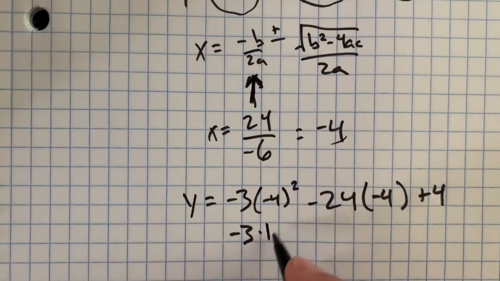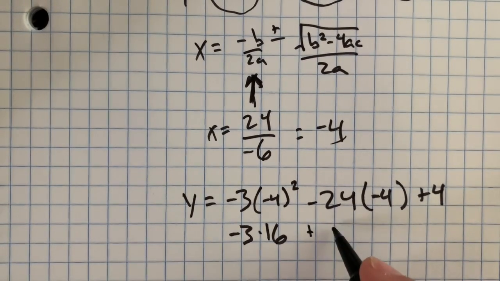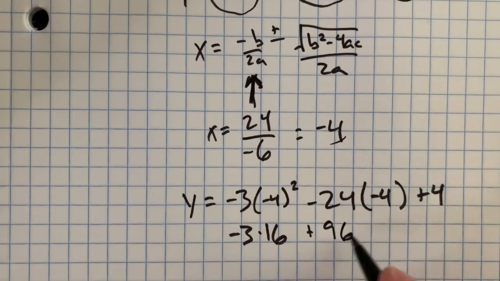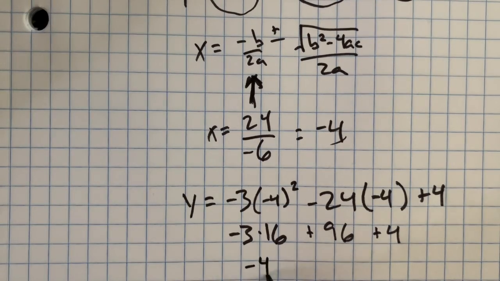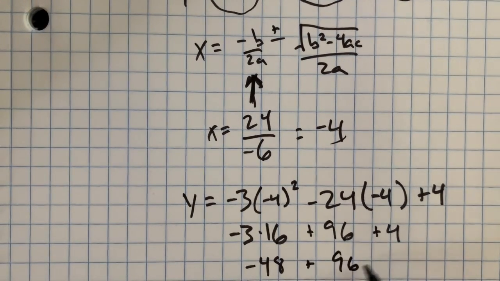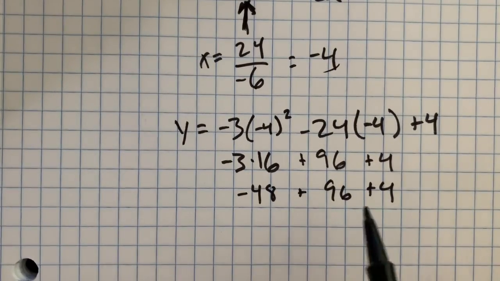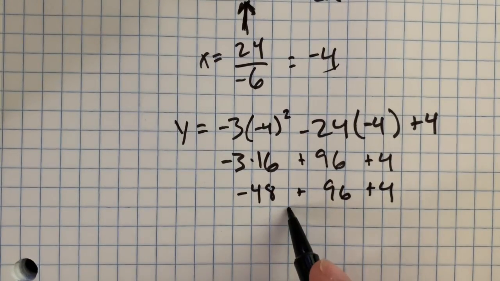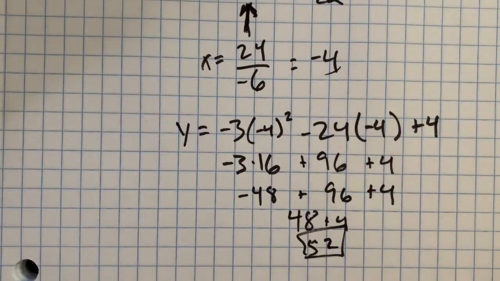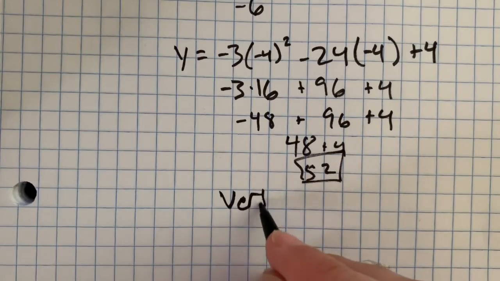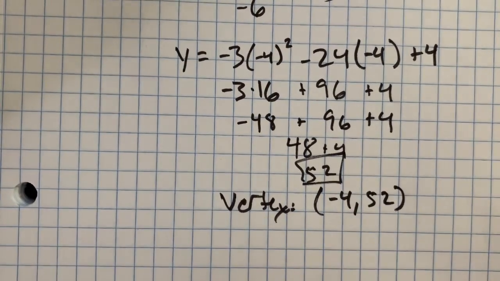When I simplify that, I get negative 3 times, negative 4 squared is 16, so times 16. Minus 24 times negative 4 is the same as plus that times that, which is 96, plus 4. Negative 3 times 16 is negative 48, plus 96, plus 4. I could have combined those if I wanted, but I didn't feel like it. And now those two together is 48, plus 4. It's going to be 52. So the coordinates of the vertex is at negative 4, comma 52.